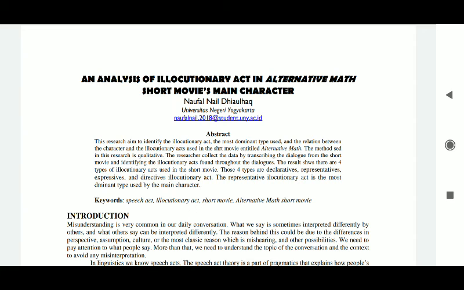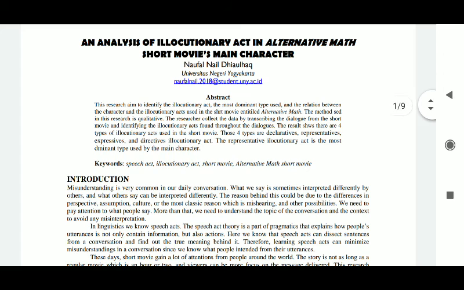I would like to present my paper, An Analysis of Illocutionary Act in Alternative Math Short Movie's Main Character. This research aimed to identify the illocutionary act, the most dominant type used, and the relation between the character and the illocutionary act used in the short movie entitled Alternative Math.